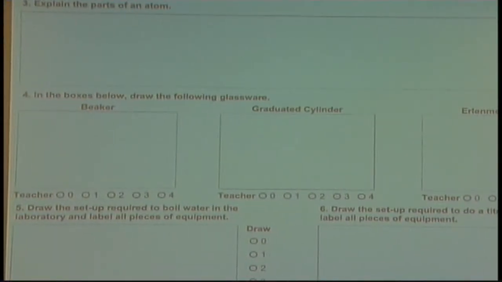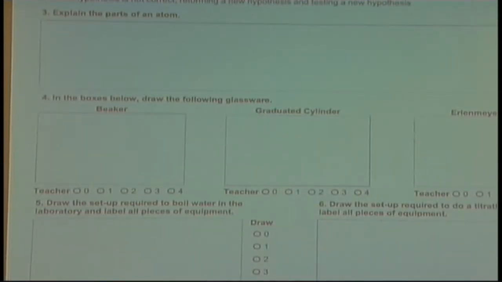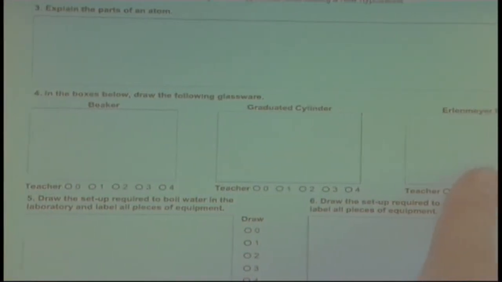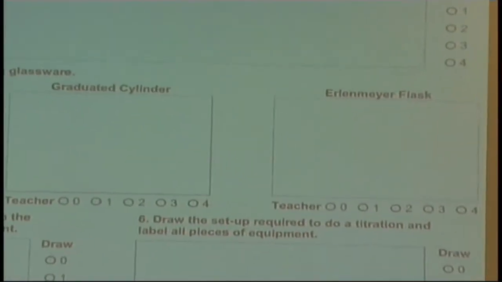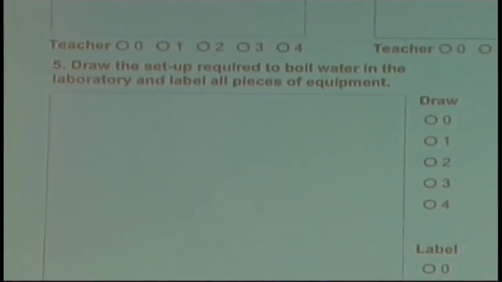Well, I'm hoping the teachers already understand the form, but it's not mine. One of the things that was kind of cool was being able to understand the glassware. So you had to draw the beaker, graduated cylinder, in the lab class. That's kind of interesting. That is cool. One of those kind of cool assessments. And draw the setup required to boil water in the laboratory, which is not, by the way, an oven and a pot. And label all the pieces of equipment.